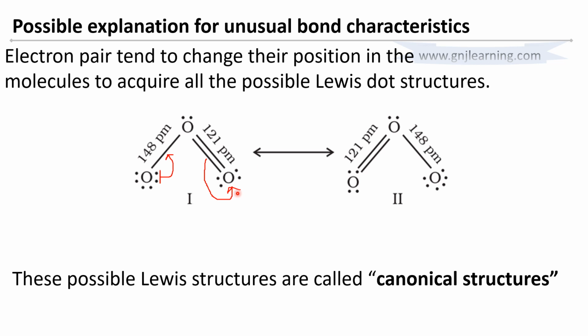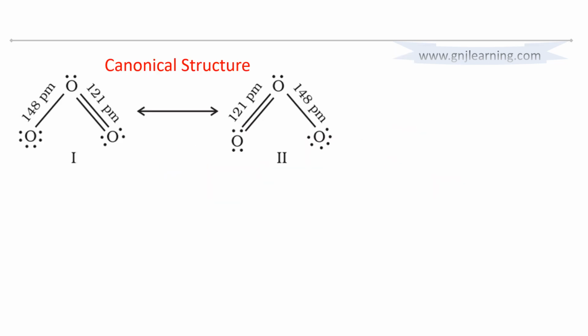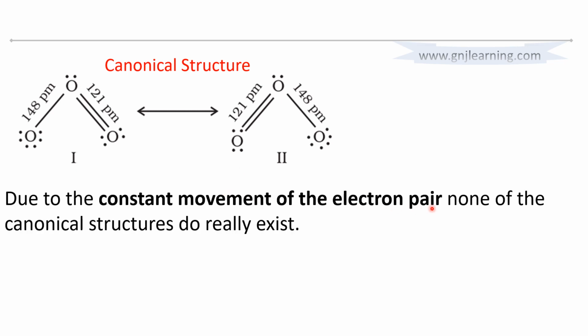But for the sake of representation, for the sake of writing it on paper, we draw all possible Lewis dot structures and we call them canonical structures. So 1 and 2 are canonical structures. Clear? Okay. Canonical structures are not real. Canonical structures, as you can see, 1 and 2 are not real. Due to constant movement of electron pair, none of the canonical structures do really exist. Though we can write these structures.